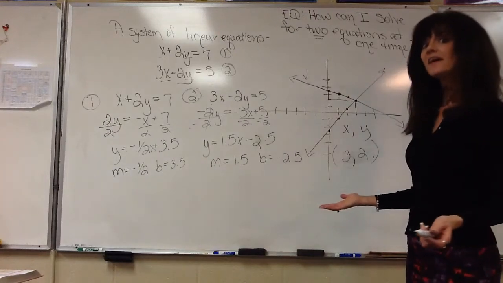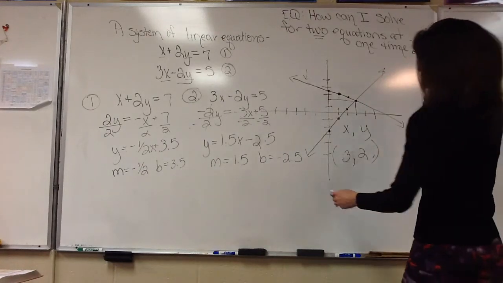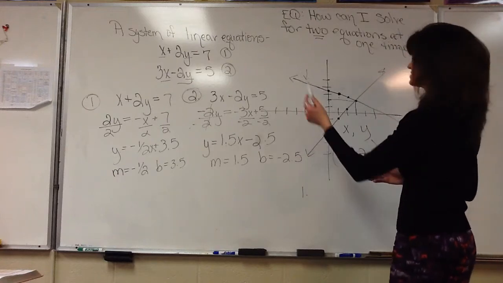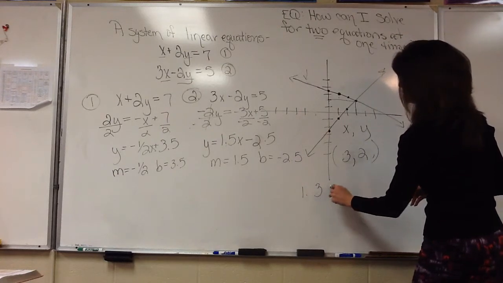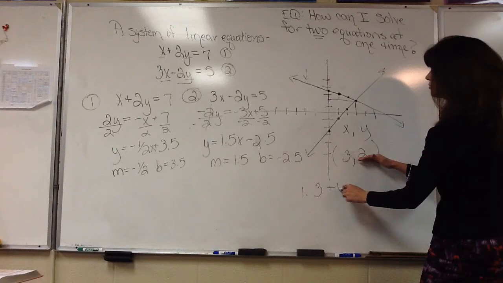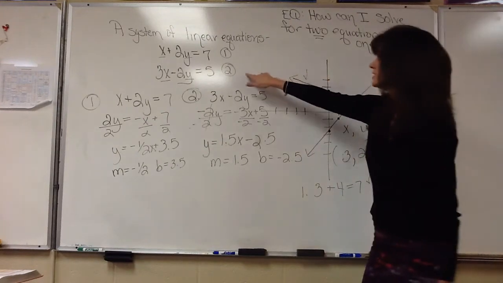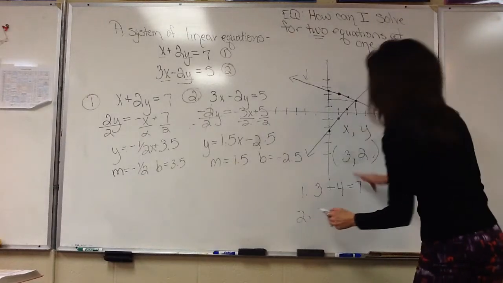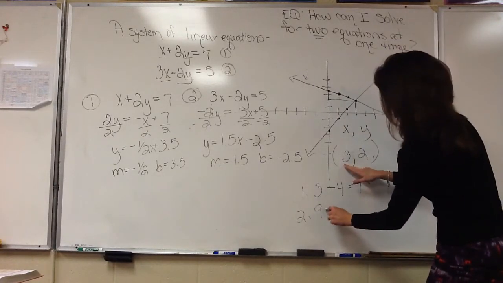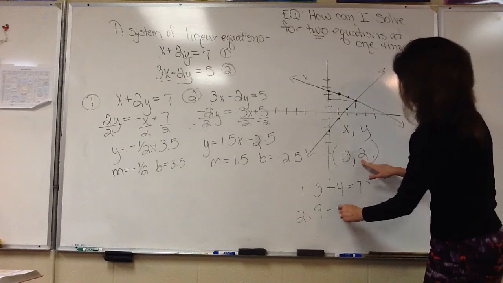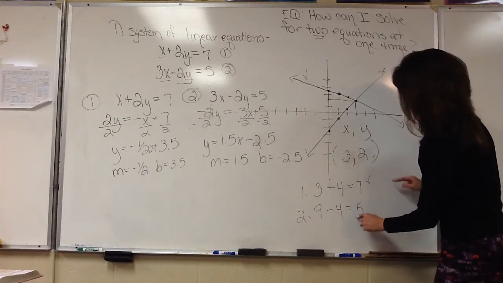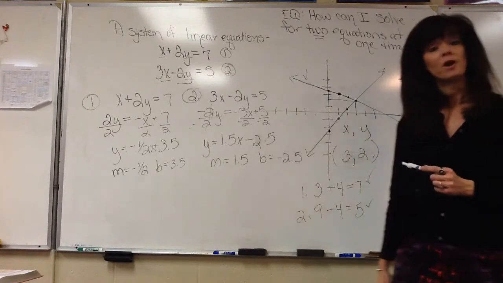Now, let's test this out and see if it works. Let's take equation 1, which is x, so we're going to put in 3, plus 2y, 2 times 2 is 4, equals 7. Okay, that works. Let's take equation 2, which is 3 times 3, which is 9, minus 2 times 2, which is 4, equals 5. And we see it works for both equations.